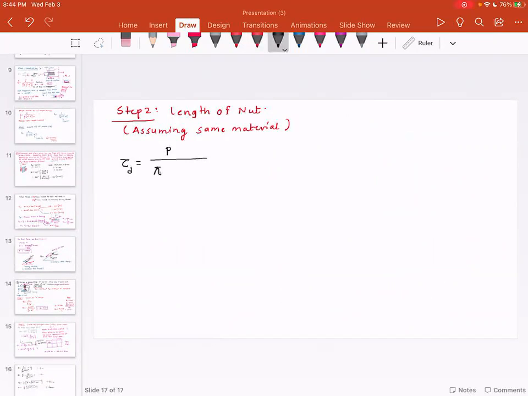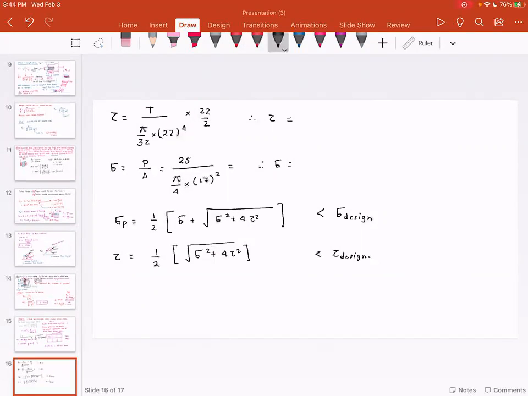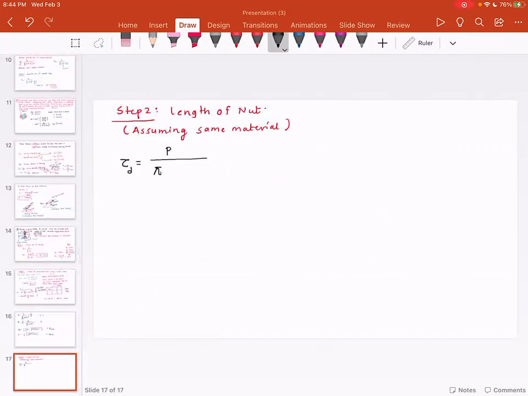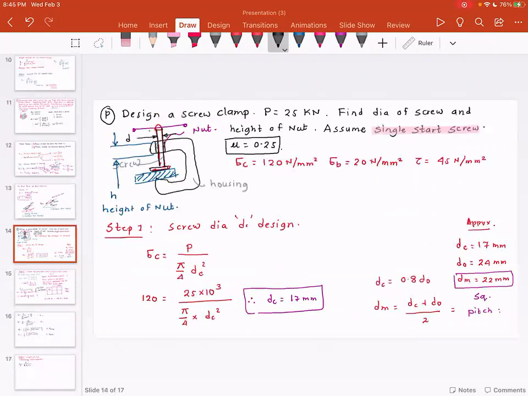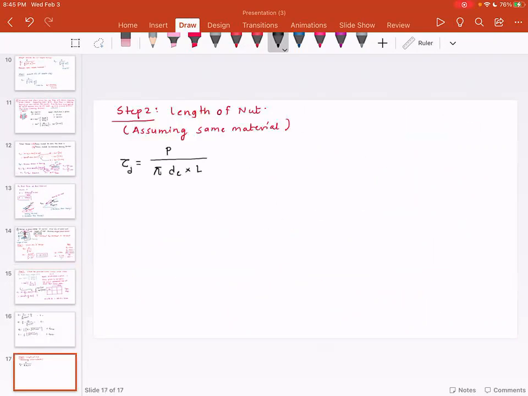pi dc multiplied by L. Tau design value is given to us, which is 45, equal to 25 kilonewton divided by pi times the core diameter 17 multiplied by L. So that gives me the value of L. Now I will find out the same value using the crushing.